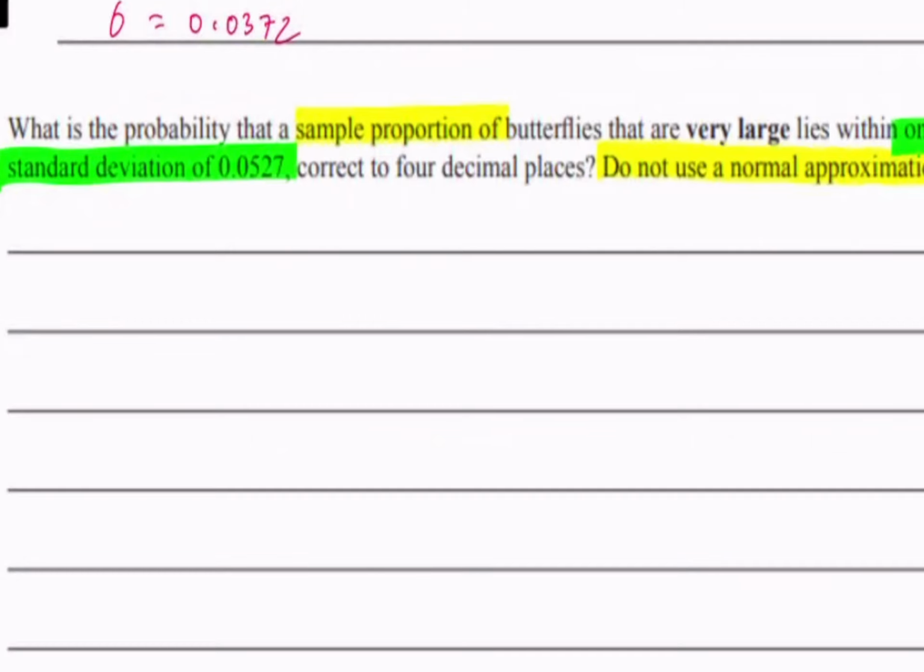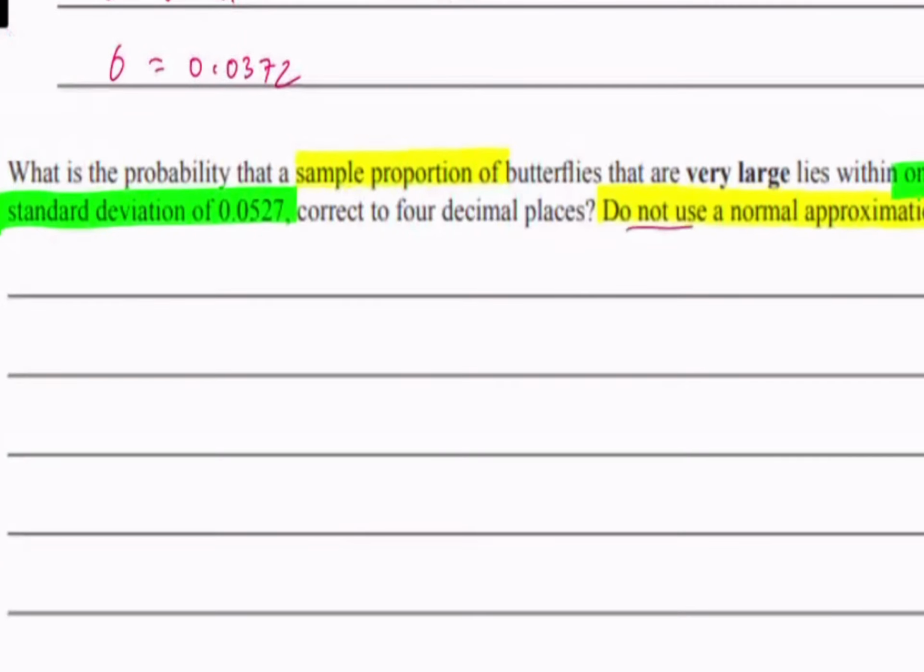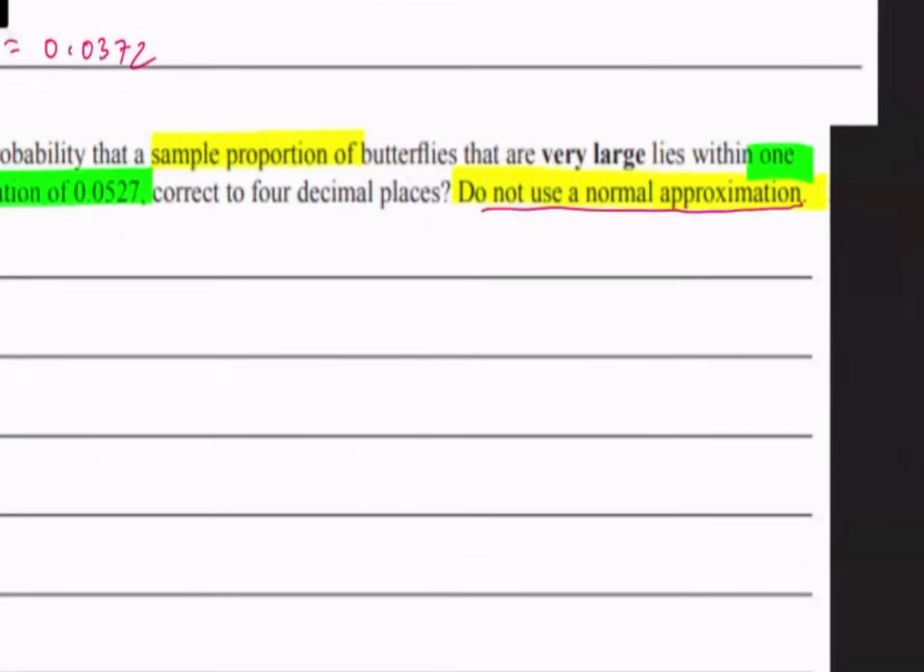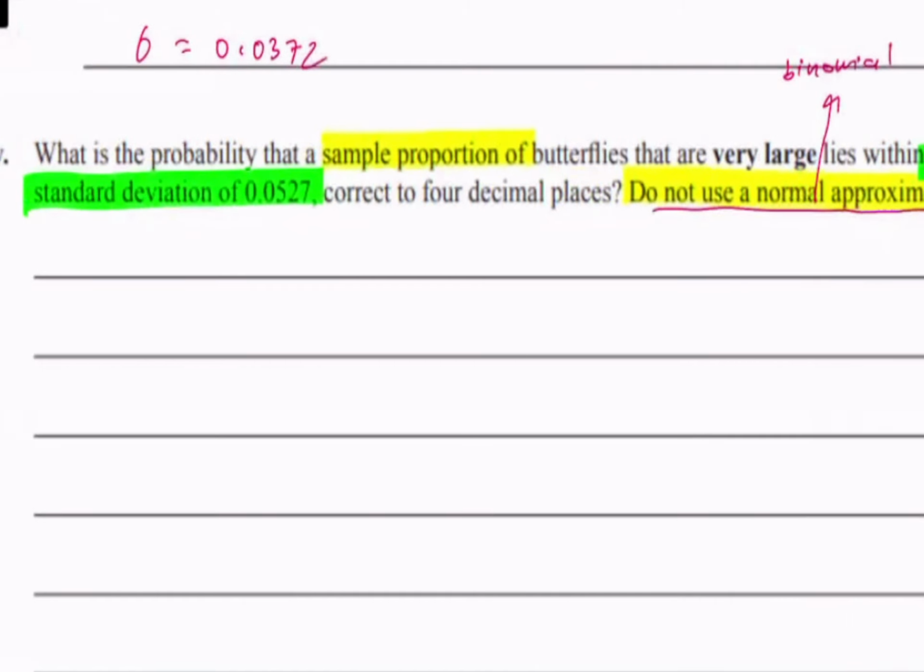So what's the probability that the sample proportion lies within one standard deviation of 0.0527, and they're saying do not use normal approximation. If it's saying do not use normal approximation, the only other thing we can use is binomial. So that's just something to keep in mind. It doesn't really affect how you do the question, but it affects what function you put into your CAS.